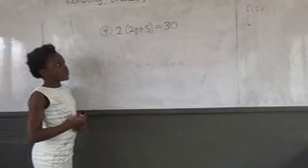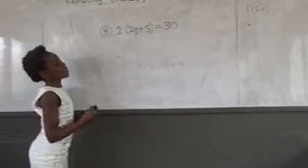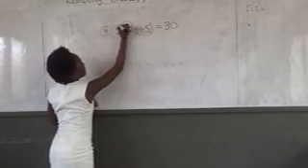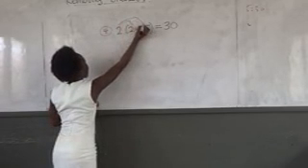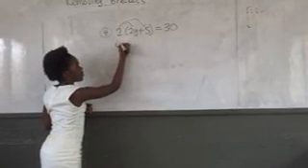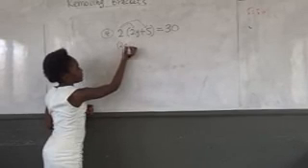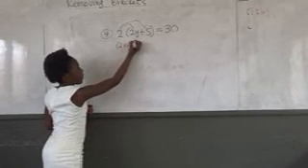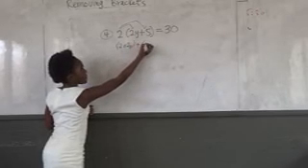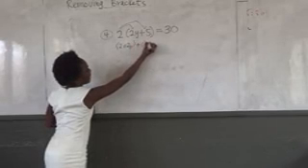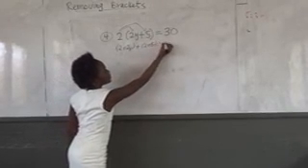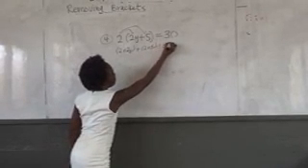The first thing you do is to break the brackets. So we are going to break the brackets. So write them. Brackets open. 2 times 2y. Brackets close. Always remember to bring your plus. Brackets open. 2 times 5. Brackets close. Equal to 30.